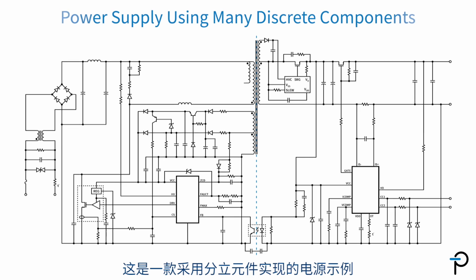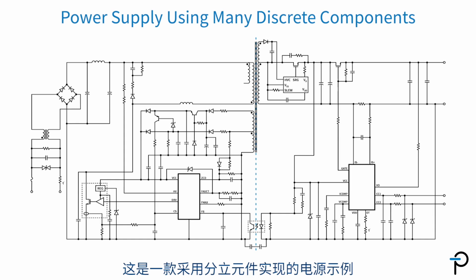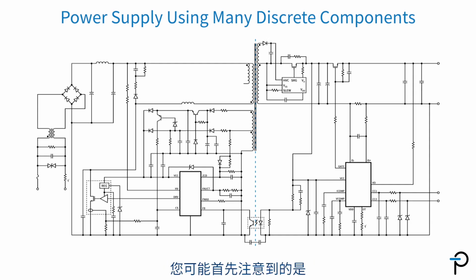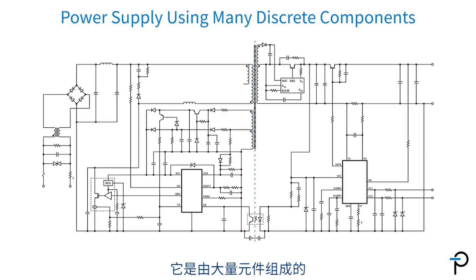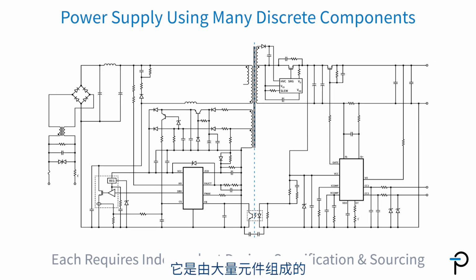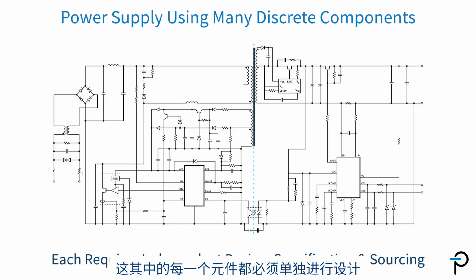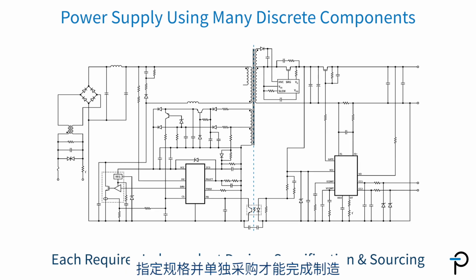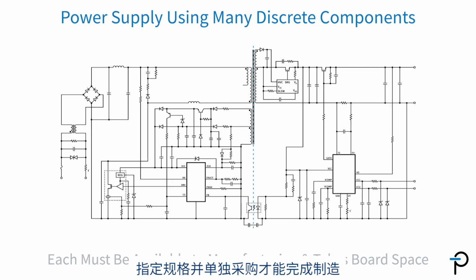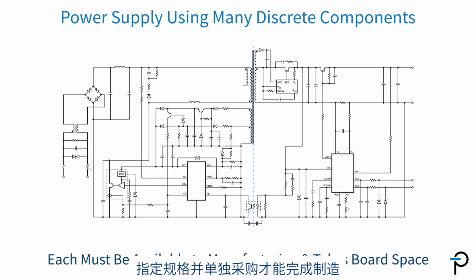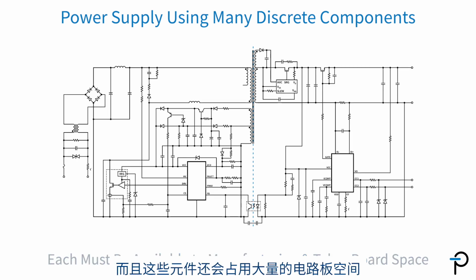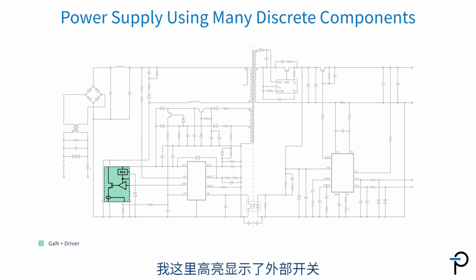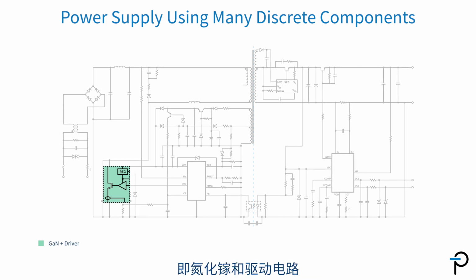Here's an example of a power supply that's been built using discrete components. What you'll notice immediately is the large number of components on the power supply. Each one of those has to be independently designed, specified, sourced, and made available to manufacturing, and takes up space on the board. I've highlighted the external switch, the GAN and the driver device.